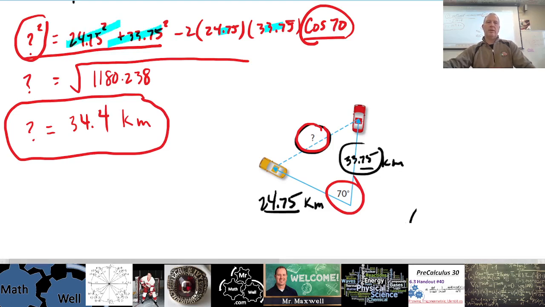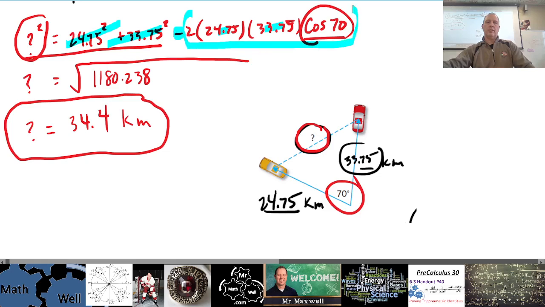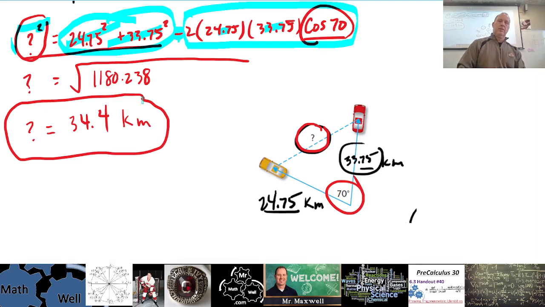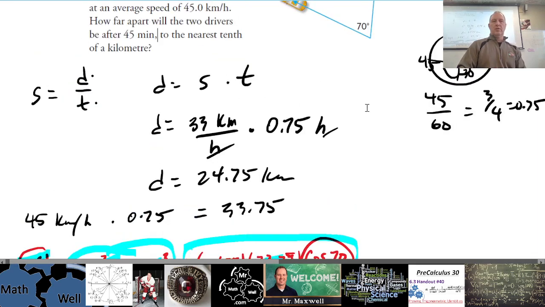So we evaluate this. You can do this on your calculator. Make sure that you're subtracting, but this is multiplying here. You multiply all this together, so you add these together, and then you subtract this whole thing. You should get 1180.238, and then finally you take the square root of both sides to get rid of the squared. You should have about 34.4. Did you get that? Good. Okay, so that's question number 13 there for you.